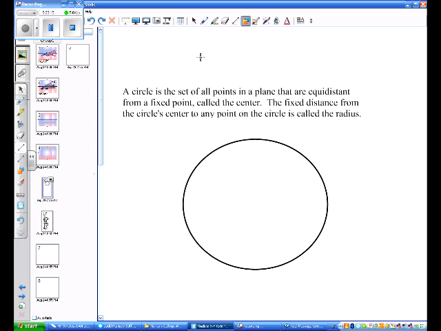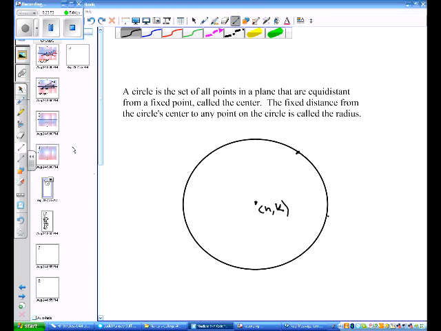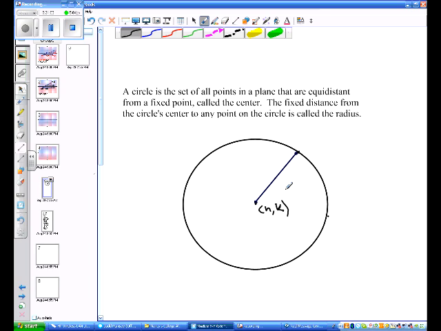So what we have then is we have a circle and we have a fixed point that we call the center. Now I'm going to take this point and I'm going to label it H, K. And then we have a point somewhere on the edge of the circle, X, Y. So sometimes you'll also hear this defined as the set of all points X, Y that are equidistant from the center. Now that distance from the center to the edge of the circle is called the radius. And so we have then our radius. And we have our points X, Y.